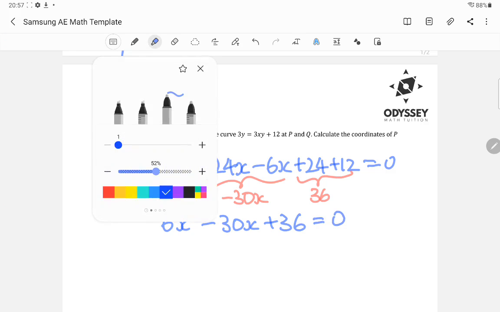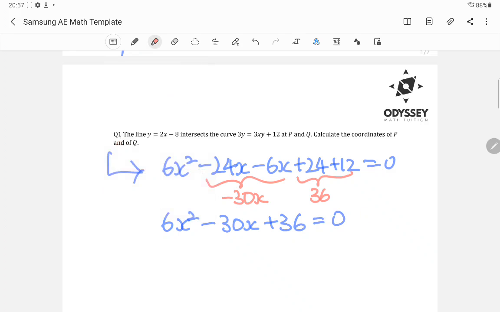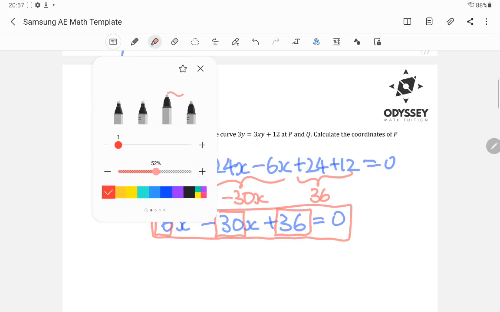So do we stop over here? Do you think you can solve this equation directly? Yes, you can solve this equation directly, but my advice is you can do something more to this equation. You can see that all the coefficients, the coefficient of x squared, the coefficient of x, and the constant, are all multiples of 6. So I'm going to divide everything by 6.